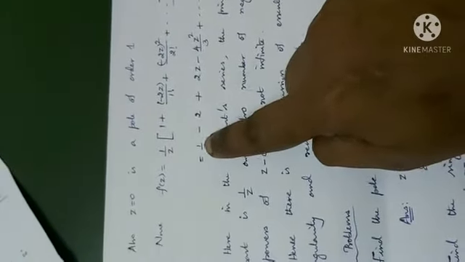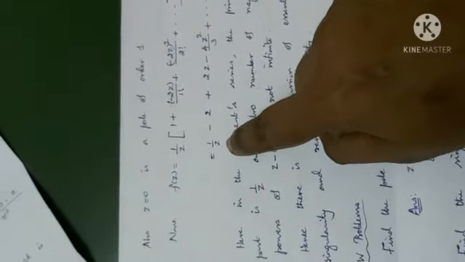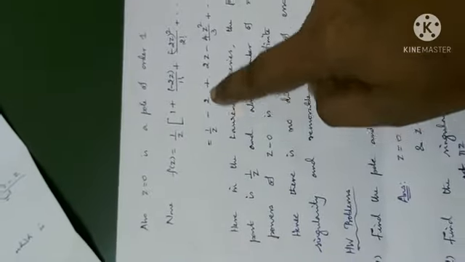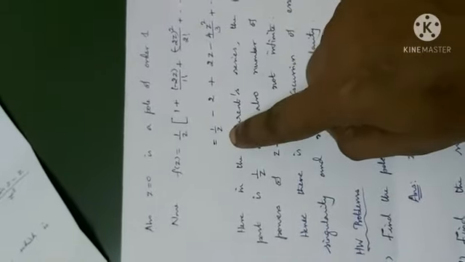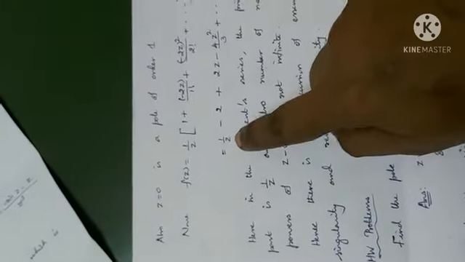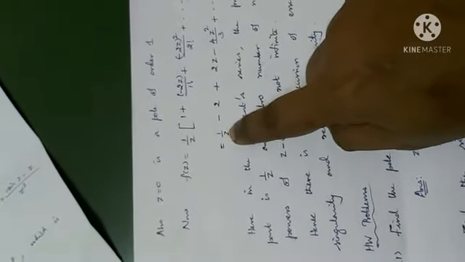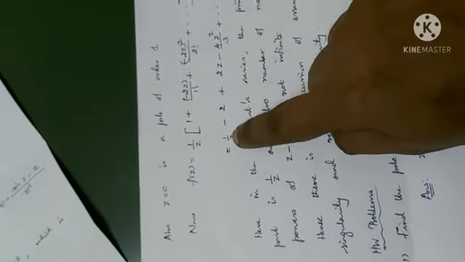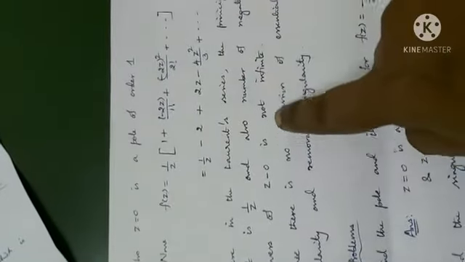Can we talk about essential singularity? For essential singularity, we should have an infinite number of negative powers, and that is also not here. We have only one negative power. In the Laurent series, the principal part is 1 by z, only one negative power, and the number of negative powers of z minus 0 is not infinite. So we cannot talk about essential singularity or removable singularity.